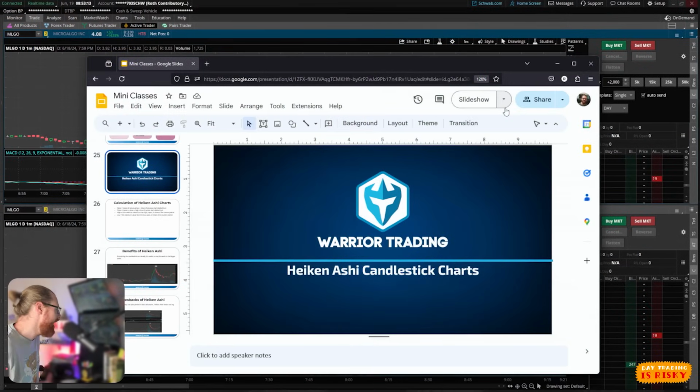So when you compare these two charts side by side, traditional candlestick charts will give you an edge on your entries, but Heiken Ashi charts will help you hold your positions longer. Let's go ahead and jump into today's class. We're gonna get on the slide deck here. Actually, before I do that, let me give you a little teaser of what these charts look like.